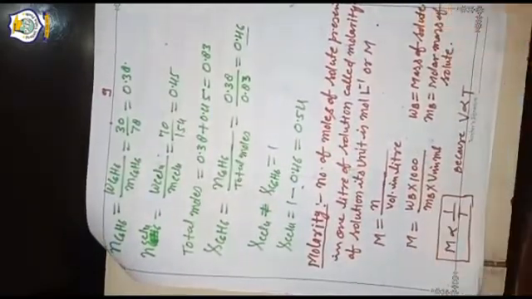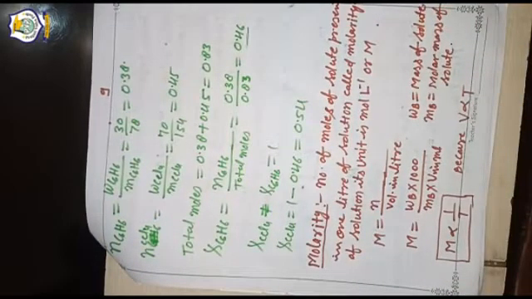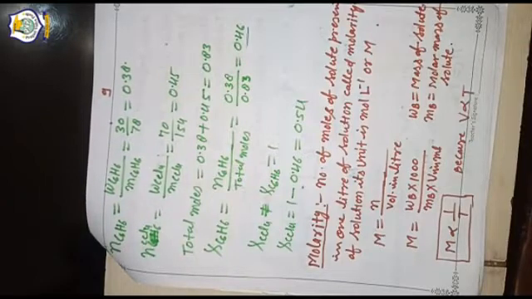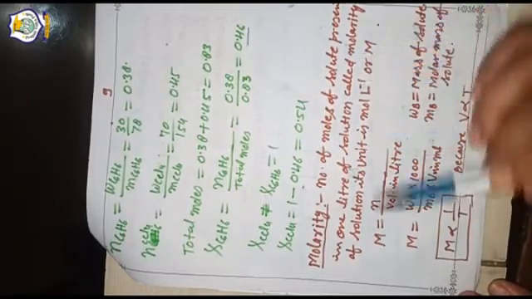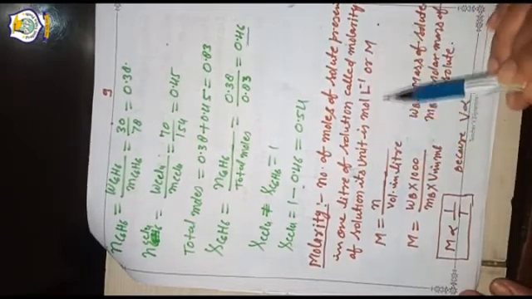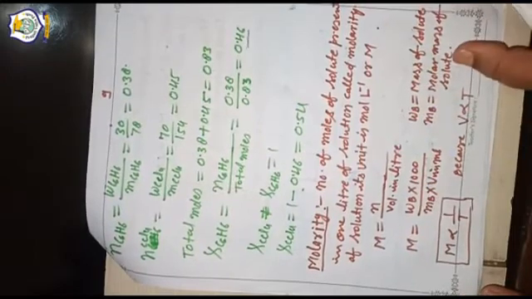Another unit of concentration is molarity. Molarity is defined as the number of moles of solute present in 1 liter of solution, called molarity of solution. Its unit is mole per liter or capital M. The number of moles of solute present in 1 liter of solution is called molarity of solution. Its unit is mole per liter or capital M.